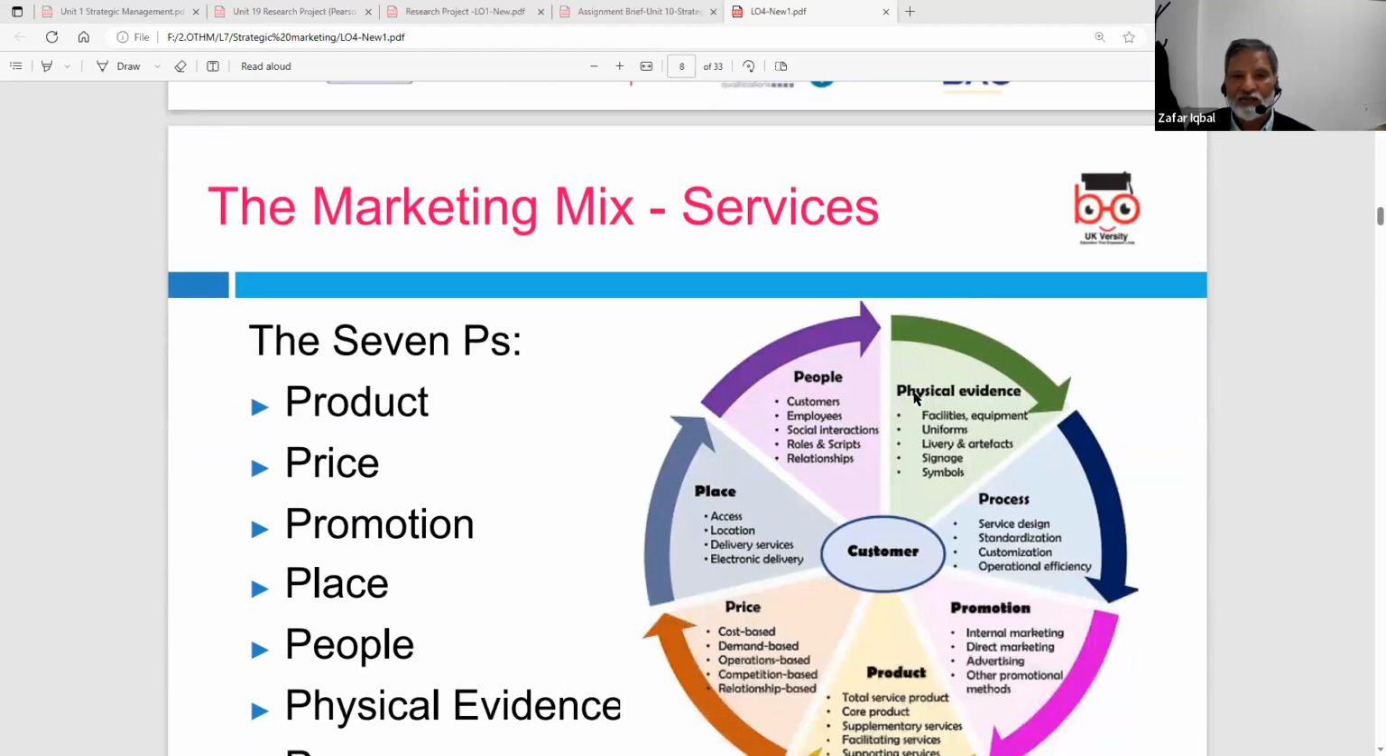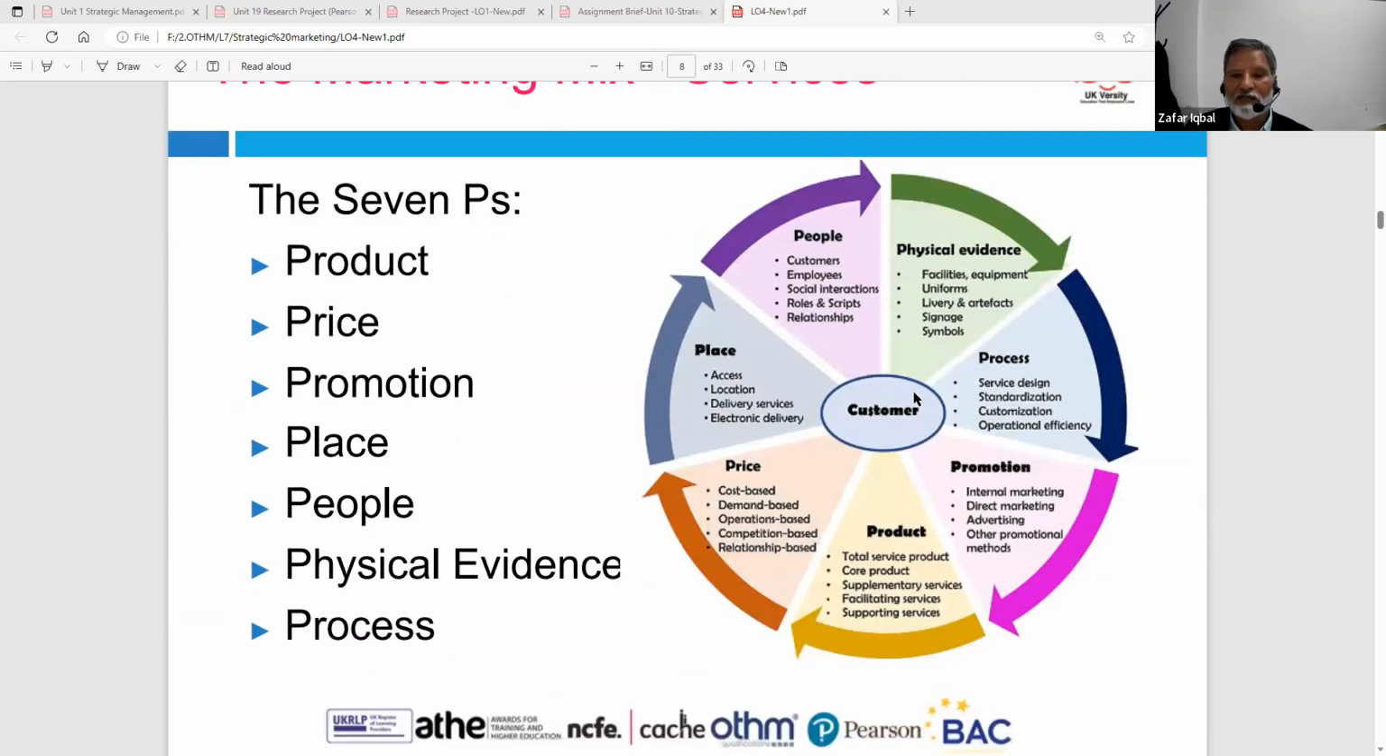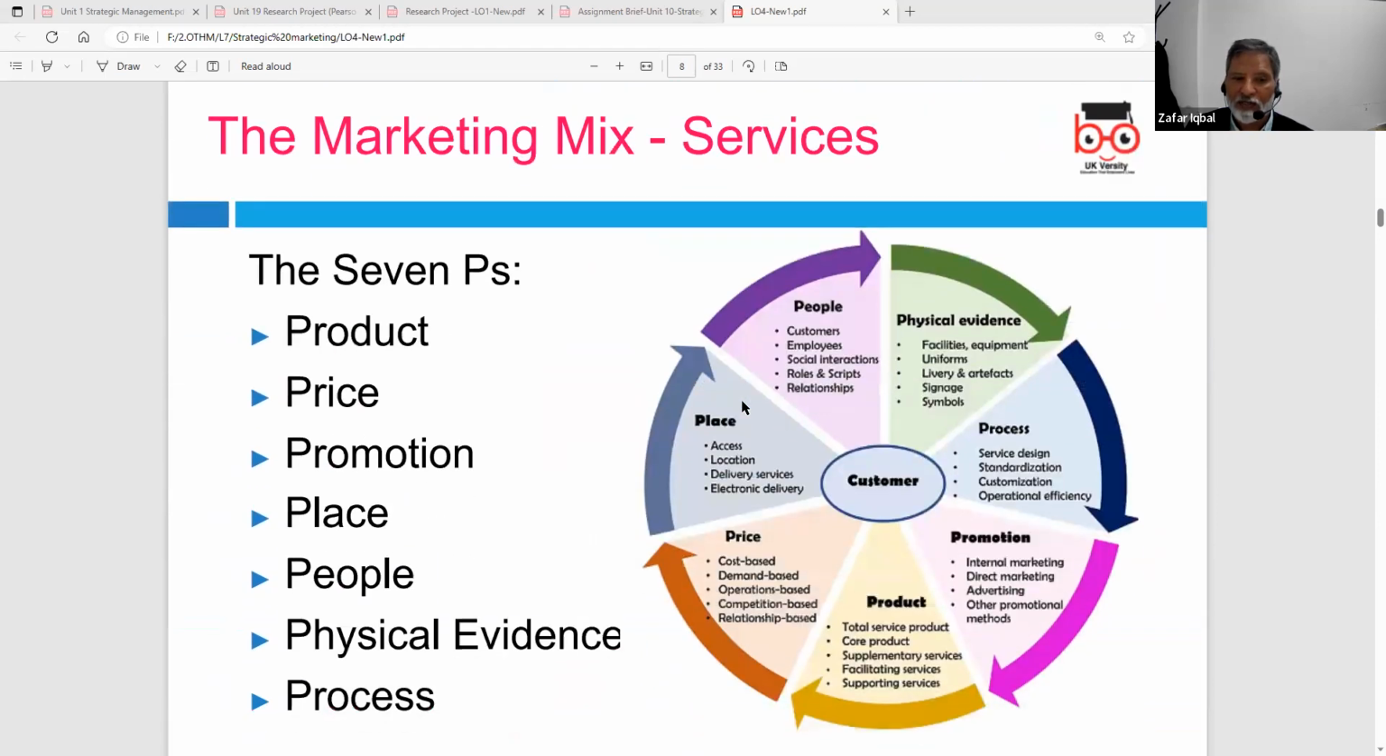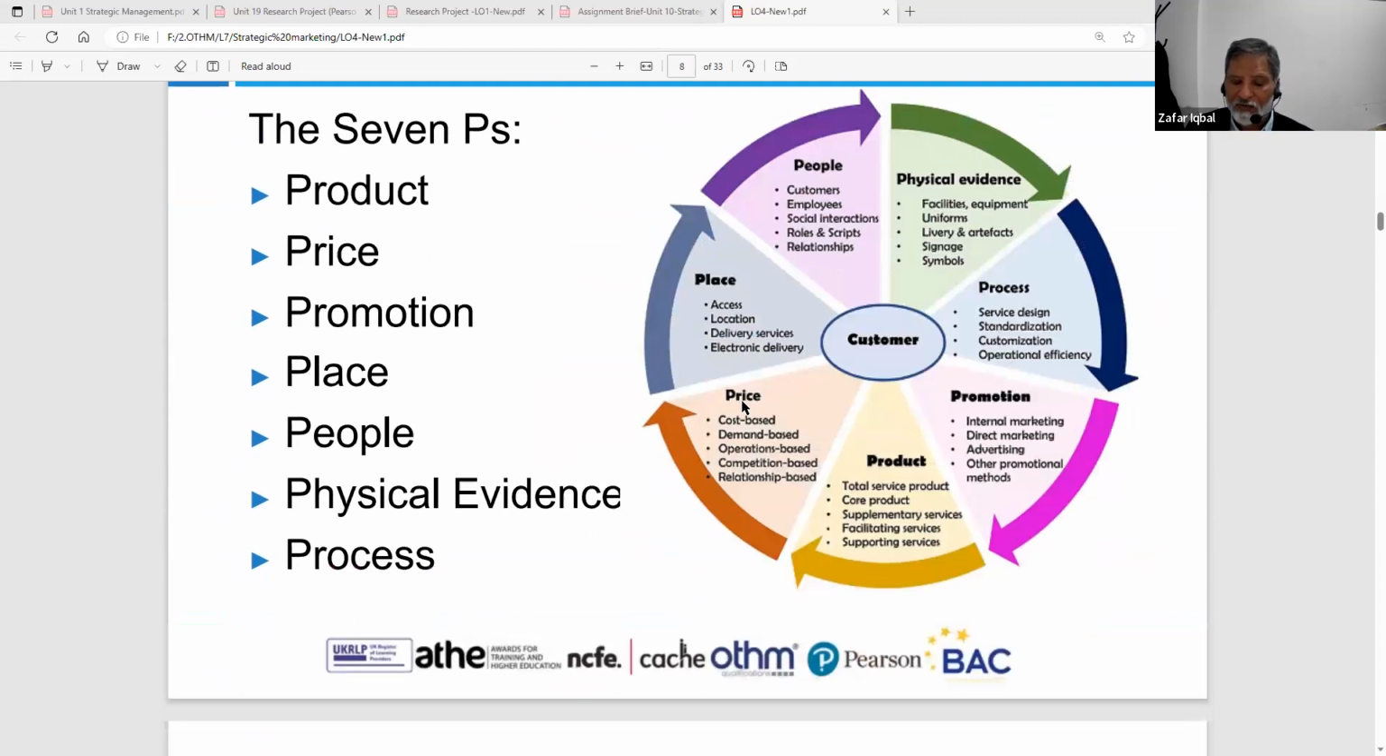It can be extended to 7 Ps. For example, the marketing mix can also consist of 7 Ps: the product, price, promotion, and place we have looked at.